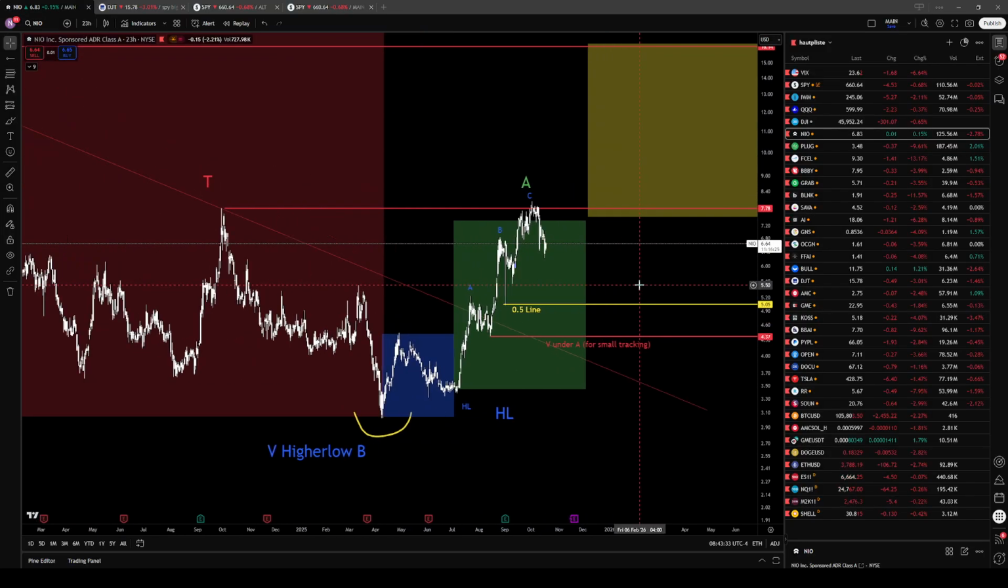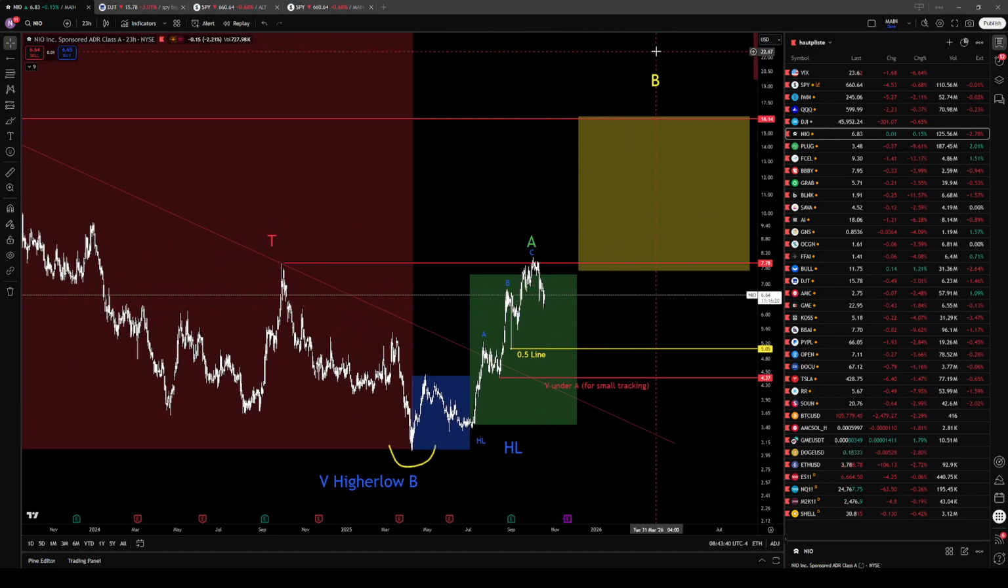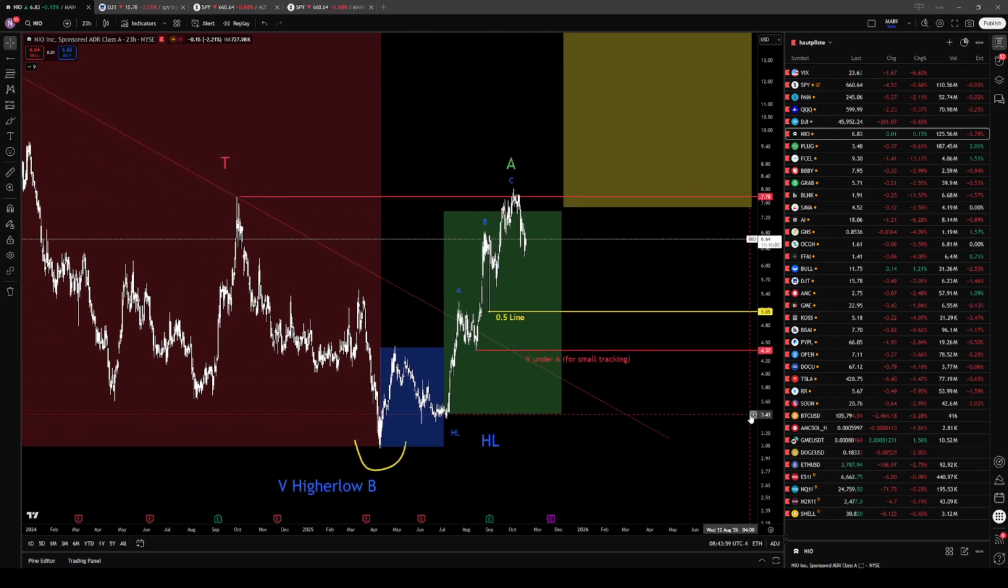So right now, I think if you're not just bouncing here and go to your B, which should be at $16-ish, you have a good chance to fall back to your V under A, the little one, which also would be just a breakout retest. How this would look like.